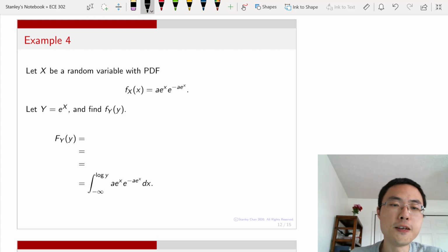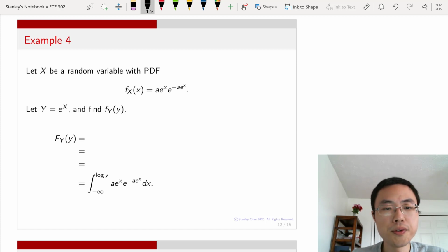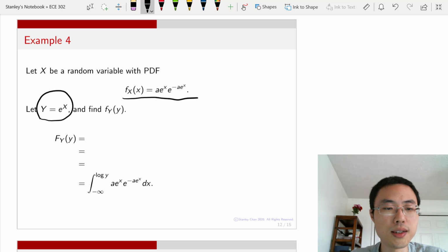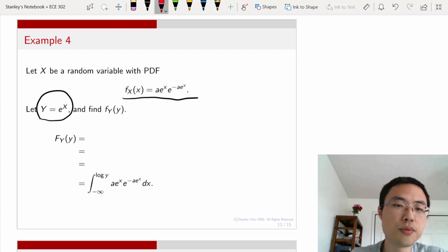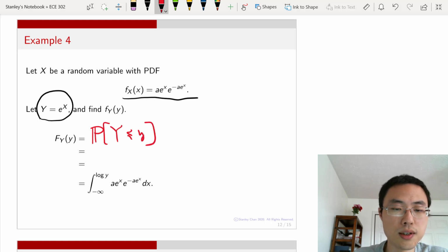And then let me move on to the last example, and then we can summarize what we have learned so far. So the last example is this. You have a PDF of a random variable, which is an extremely complicated formula. And then you have a transformation Y equals e to the power X, and we want to find the PDF. Now, the principle says that you have to first calculate the CDF of Y, which is this.